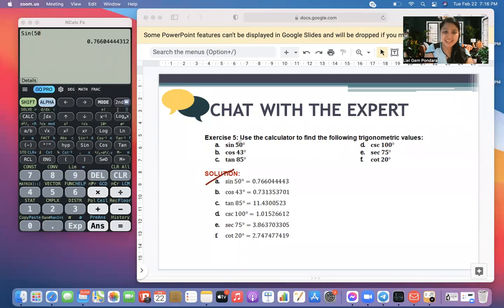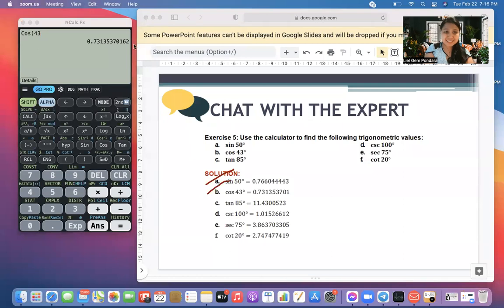There. Next, number 2, cosine 43. Let's clear the calculator first. We have cosine 43. They have the same answer, 0.7313537001. Let's mark it with a check.